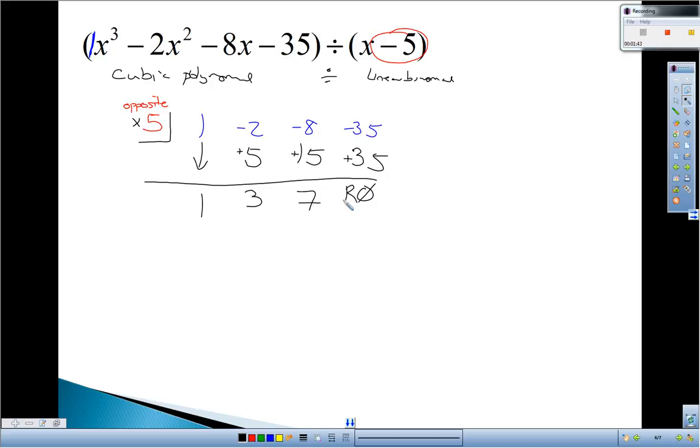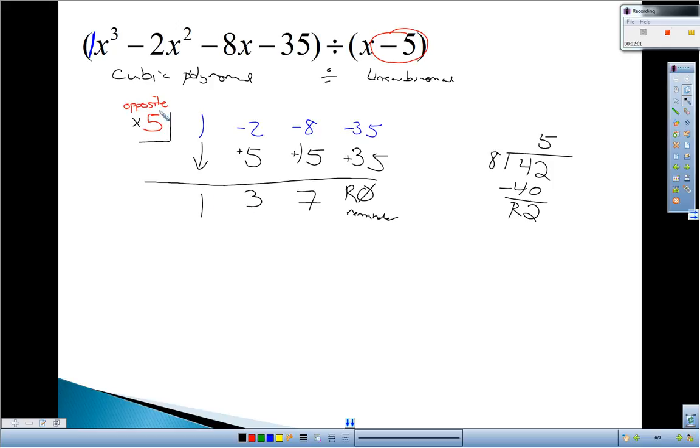The last number is always going to be our remainder. So this has a remainder of 0. Just like if you were to have 8 going into 42, 8 goes into 42 5 times, it leaves a remainder of 2. This one doesn't have a remainder.